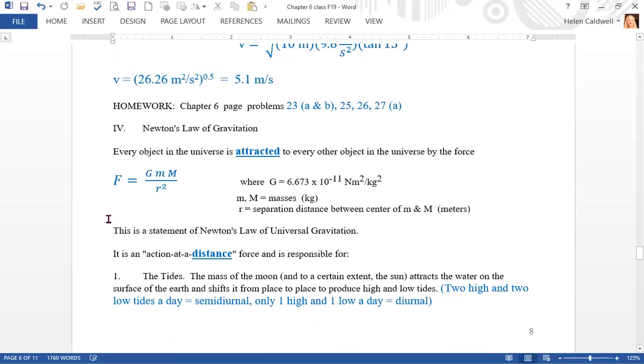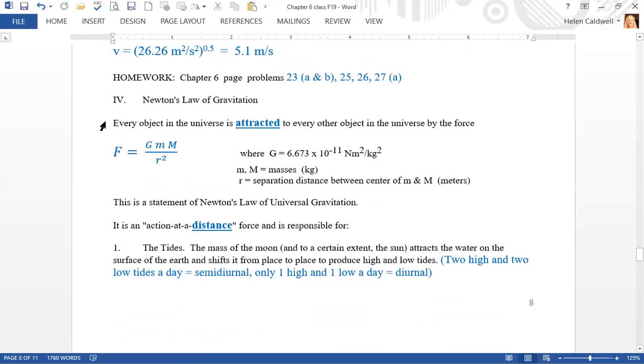So, Newton's law of gravitation: every object in the universe is attracted to every other object in the universe by a force. That's what helps us when you set down your pencil. That's why it doesn't fly to the ceiling. Gravity is pulling it down. Yay for gravity. I would hate for everything in my life to float. It would make household tasks very difficult.